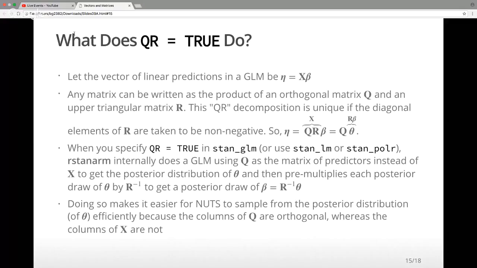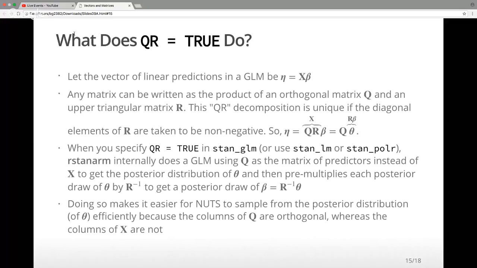But before returning it, it pre-multiplies each draw of theta by the inverse of R in order to get a posterior draw of beta, which is equal to R inverse times theta. So if theta is defined as R times beta, and we multiply by R inverse, R inverse times R is the identity matrix, times beta is beta, and thus we're getting posterior draws of beta from posterior draws of theta. And then when it's returned to you, all you see is the betas and the alpha and the sigma. You don't see anything about theta.